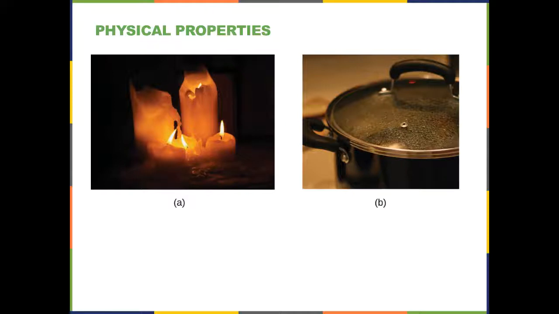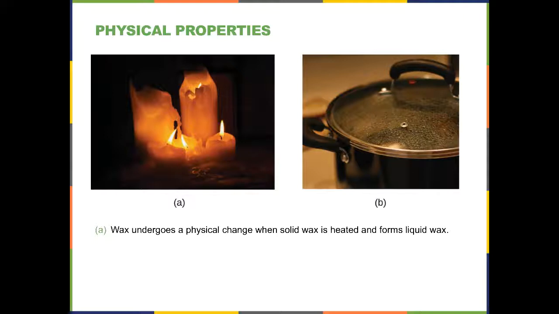Now, there are two types of properties. There are physical properties and there are chemical properties. First of all, we're going to talk about physical properties. Physical properties are when something changes in its nature, but it does not change in its essential composition.